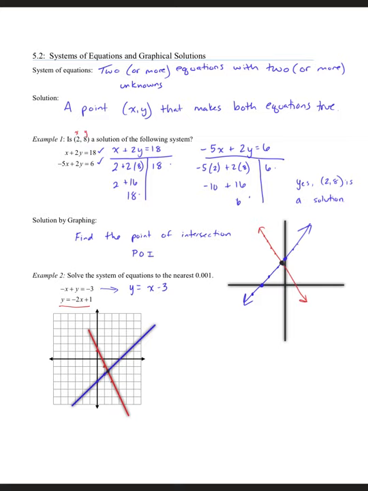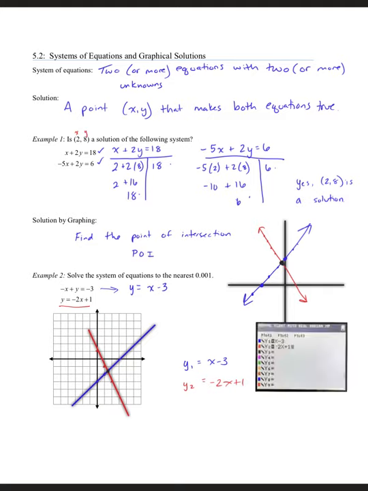So what we're going to do is we need to graph both of these lines. In our calculator under y1, we're going to type x minus 3, and then under y2, we are going to type negative 2x plus 1. So go ahead and type both of those into your calculator under y1 and y2. You can see that's what you should see on your calculator screen.